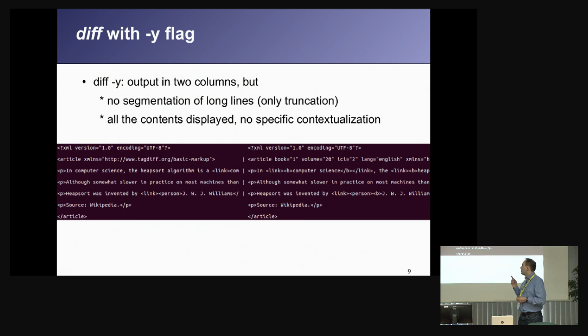I'm coming back to diff for a second. Diff has a -y flag, an option, to output data in 2 columns. But there's no segmentation of long lines, only truncation, as you can see here, for example, for the left document. Also, all the contents are displayed. There is no specific contextualization of the differences, which makes it harder to visualize the differences.